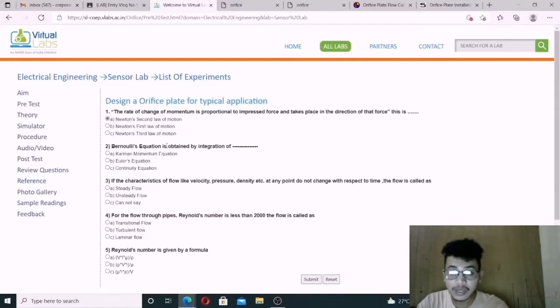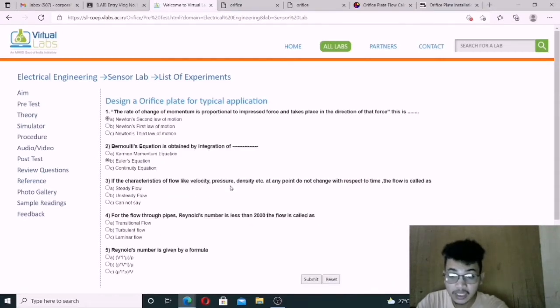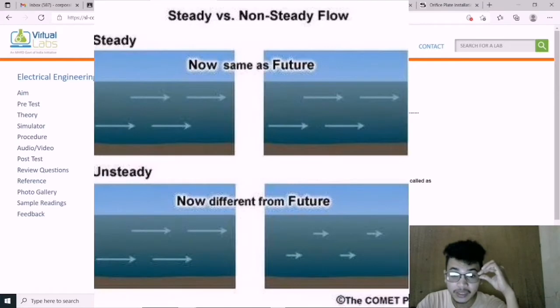Now, the Bernoulli's equation is obtained by integration of the Euler's equation, and the continuity equation can also be called the transport equation. The characteristics of flow, like velocity and density at any point, do not change with respect to time. So if the velocity, pressure, and density do not change with respect to time, the flow is steady flow.